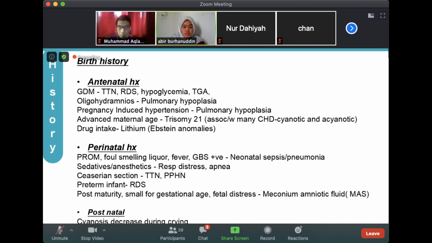Then postnatal, we have to ask whether the cyanosis decreases during crying or improves. These two points suggest choanal atresia. Why does the cyanosis decrease during crying? Because when crying, they will open their mouth and breathe through the mouth instead of breathing via the nose.